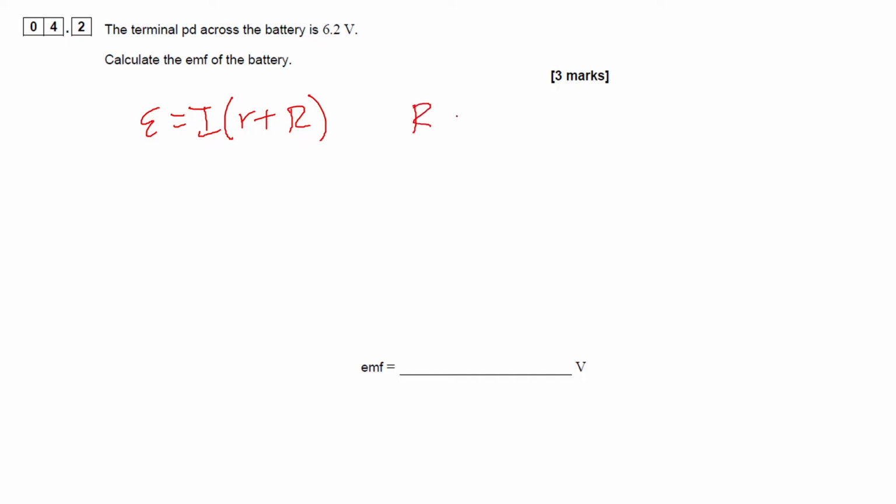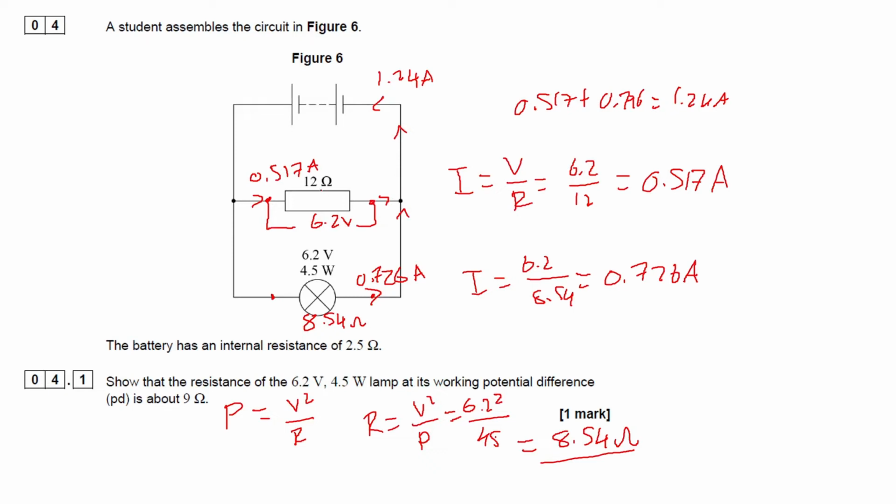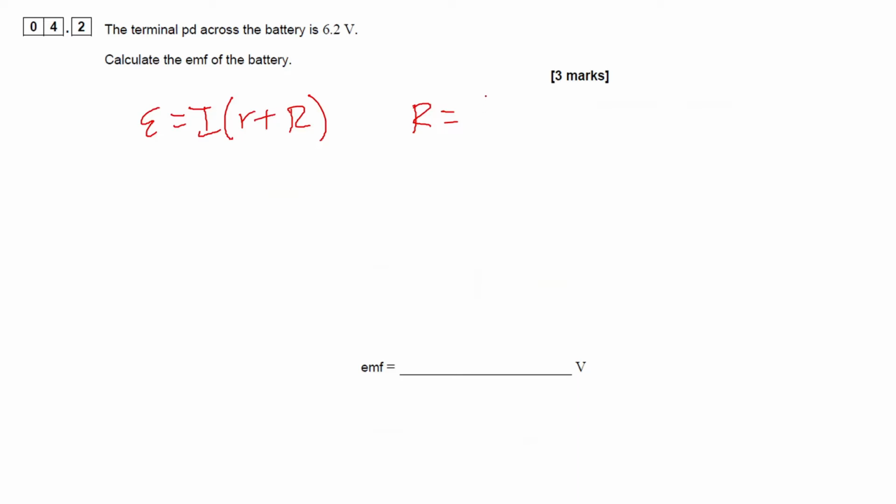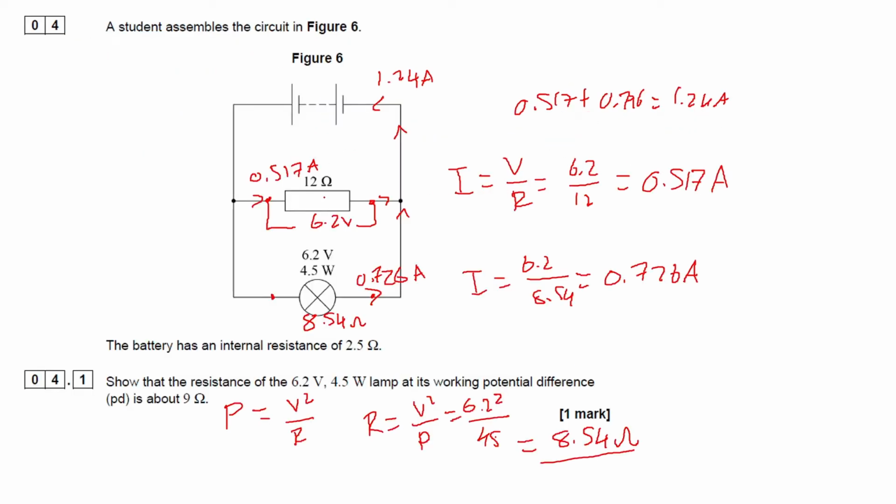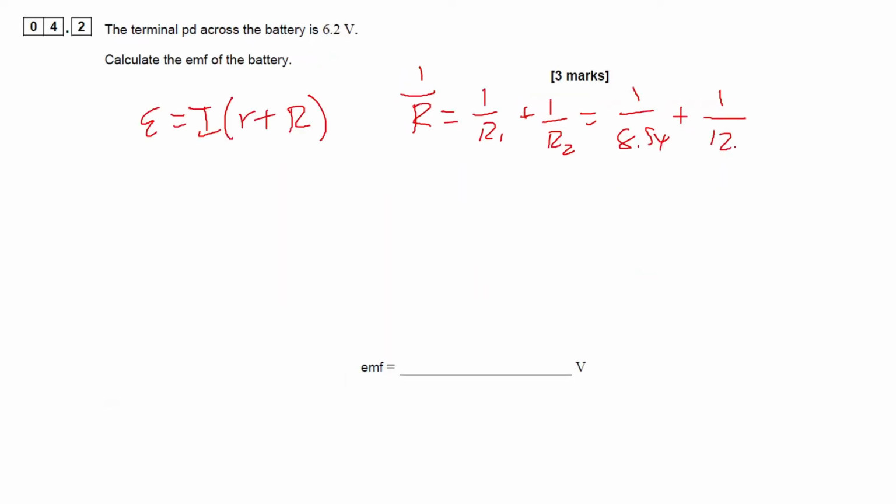So to work out R, since we have two resistors essentially in parallel, we have to use the addition of resistors in parallel rule. So 1 over R1 plus 1 over R2 is equal to 1 over the total resistance. So doing that, that's 1 over 8.54 plus 1 over the resistance of this resistor, which is 12 ohms. Okay, and then remember to do 1 over the answer when you get this. The final answer for the total resistance should be 5 ohms. So we now know that this is 5 ohms.